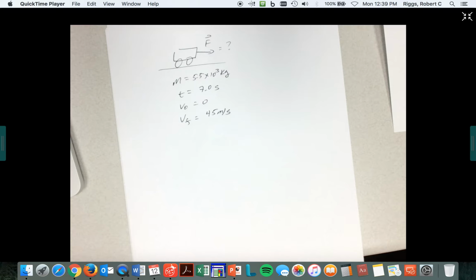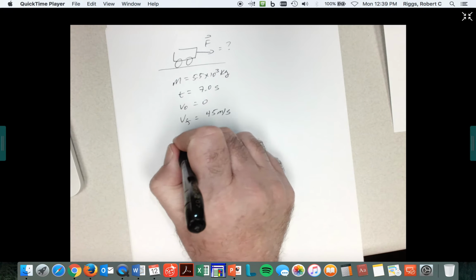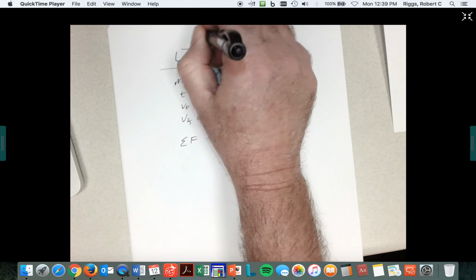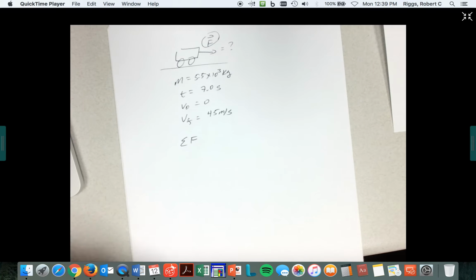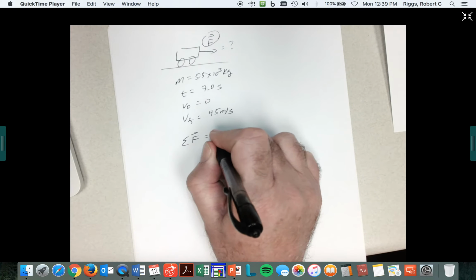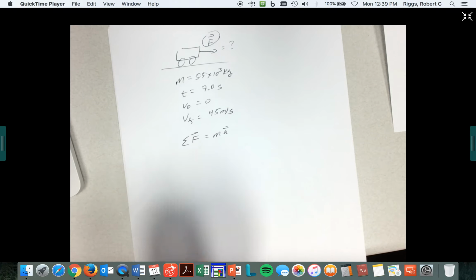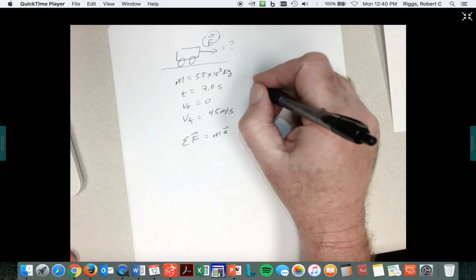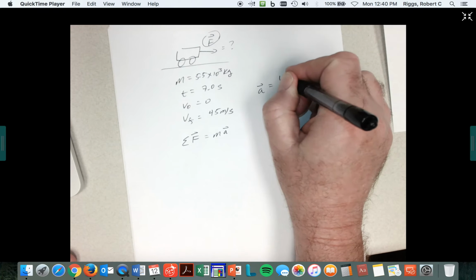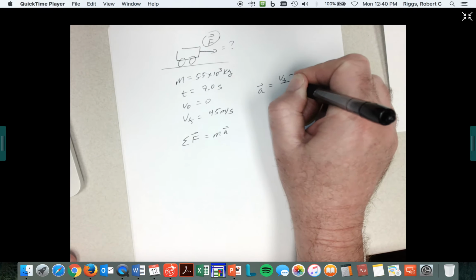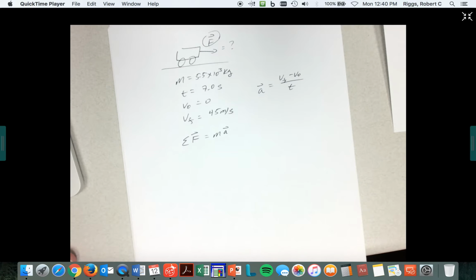But anyway, hey, notice we have a chapter 2 problem because I know that the net force acting on this, which is this guy, all the net forces, is equal to, and it's a vector, the mass times the acceleration. Can I get the acceleration from this information? What is the definition of the acceleration? Final velocity minus the initial velocity divided by time. That's the average acceleration. Can we do that?